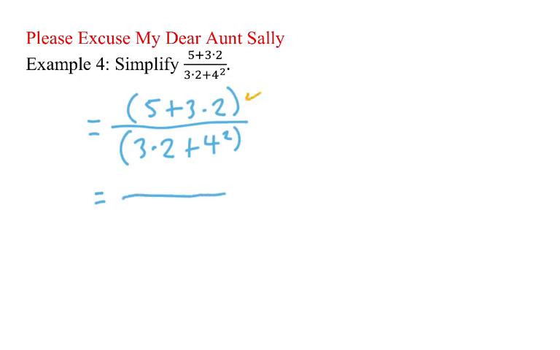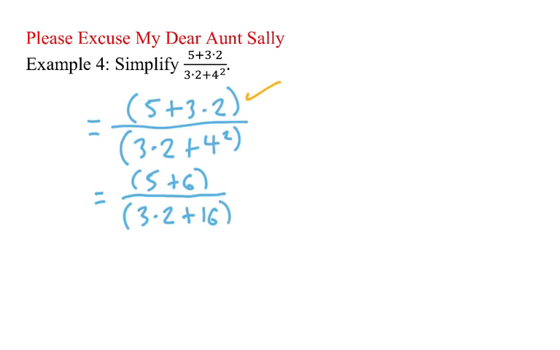In the parentheses on the top, the first operation in the order of operations would be the multiplication. 3 times 2 is 6. So the numerator will become 5 plus 6. There's a little bit more going on in the denominator. I have an exponent inside those parentheses. That's what has to be done first. 4 squared is 16. So there we go with that.